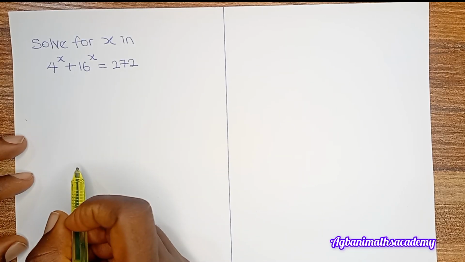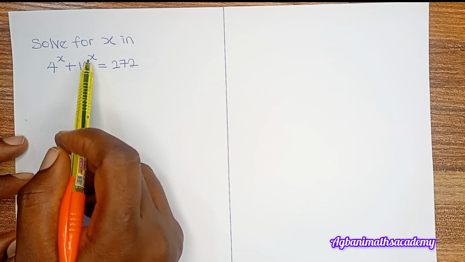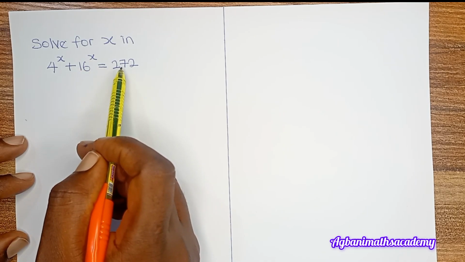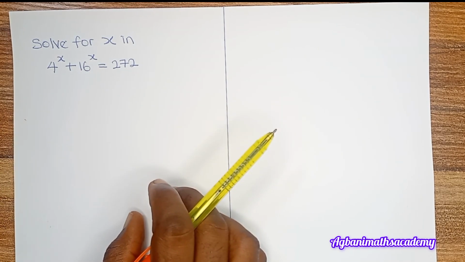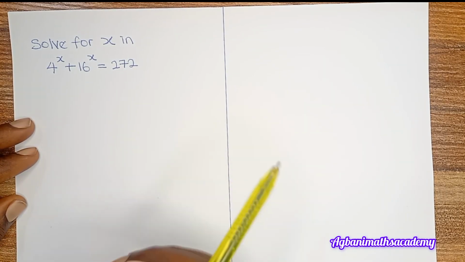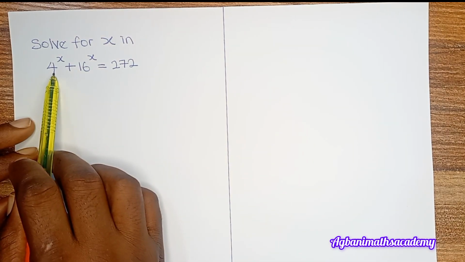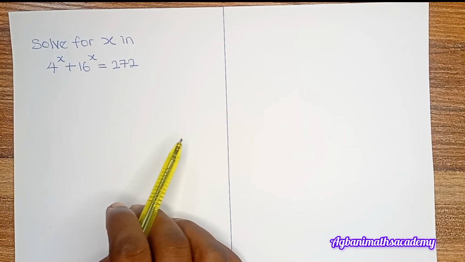Hi guys, let's look at this simple question that we have here. We are told to solve for x in 4 raised to power x plus 16 raised to power x is equal to 272. This is a very simple question that we can solve, but there is a little bit of an issue here. Normally, if we are using laws of indices, all we need to do is make sure that these bases are the same.